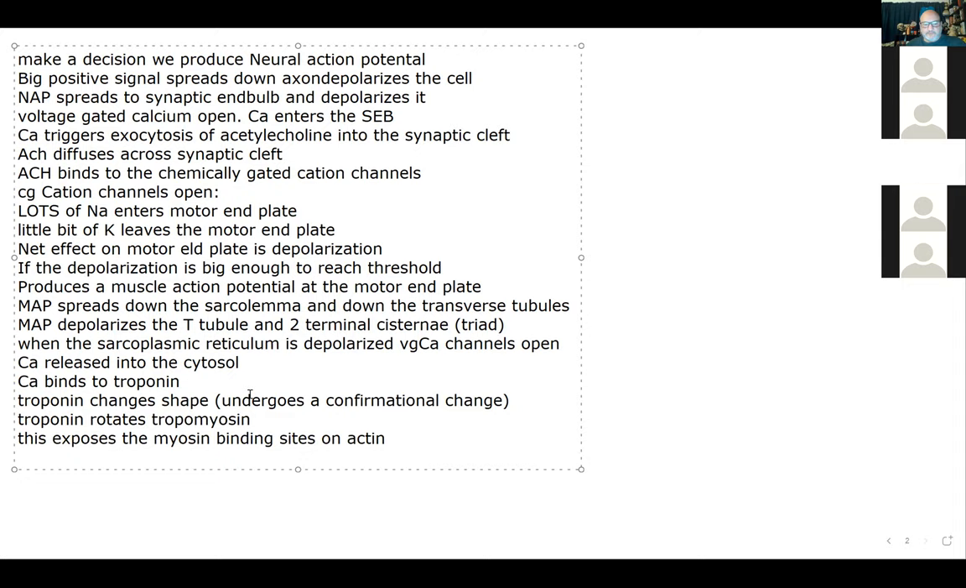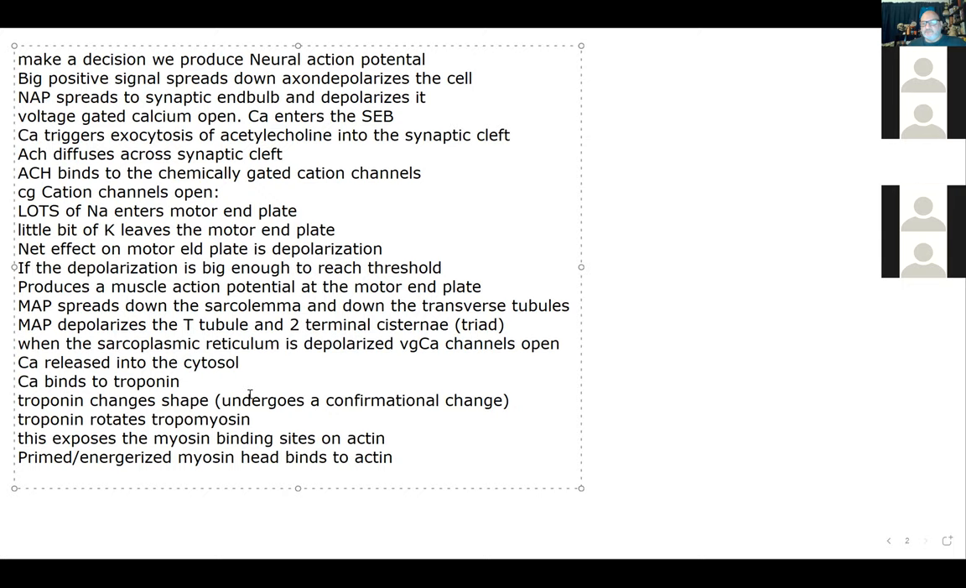Can any myosin head grab onto the actin? Primed. Yeah, there you go, myosin head primed. Or again, you can use the term energized, cocked, whatever term you want to use, but that ready-to-do-work myosin head binds to the actin. What happens when it binds to the actin? Forming a cross bridge. Excellent. And when it forms that cross bridge, what does it do then?